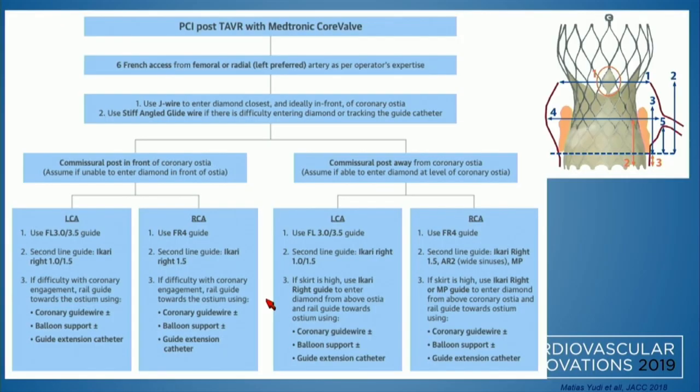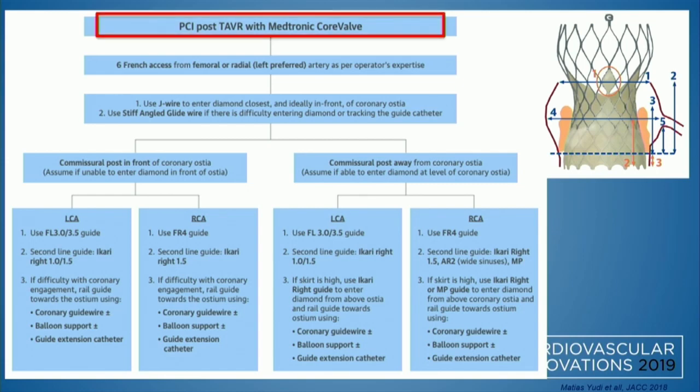Now this is just a great algorithm from Dr. Kinney's paper, of how to engage, or what guide catheters to use. So in a Medtronic CoreValve, you could use a J wire or a stiff angle glide wire to get into the diamond, and then you look at the commissural post. If it's away from your coronary ostia, you can use FL3 or 3.5 guides. The second would be Ikari right, 1 or 1.5.